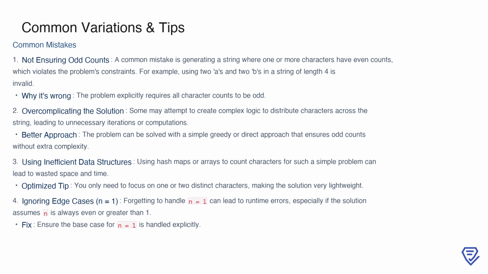One major error is failing to ensure that all character counts are odd. For instance, if you create a string of length 4 using 2 A's and 2 B's, the counts of both characters are even, which violates the problem's constraints. The problem explicitly requires that every character in the string has an odd count.